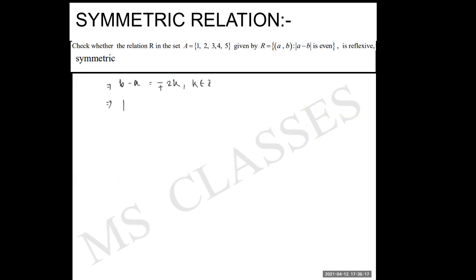Now, so mod of b minus a equals what? 2k, where k belongs to Z. Now this means what? b comma a belongs to R. When is it always? No. You had the assumption that a comma b belongs to R. And here you write by definition of R on A.